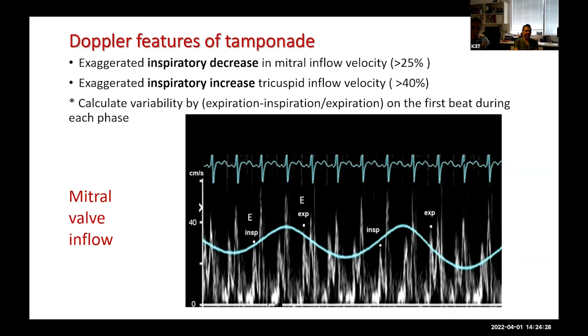So the normal E wave variation is less than 5%. And the changes in isovolumetric relaxation time are minimal. With tamponade, if you are measuring the isovolumetric relaxation time, it will have increased. The timing of the maximum change is different between tamponade and COPD.